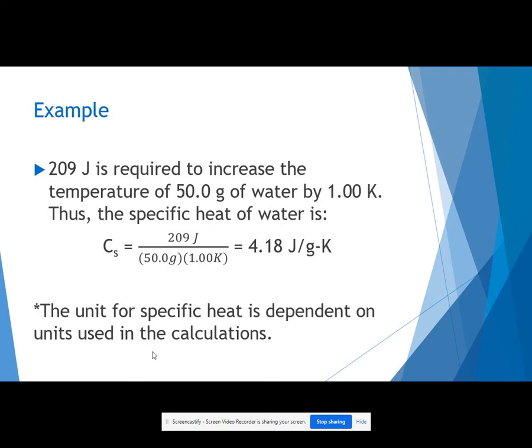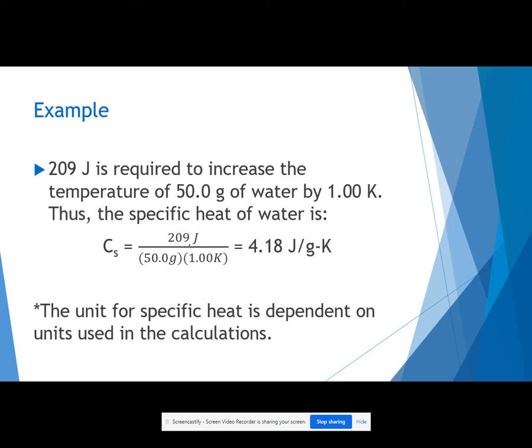So here's a good example, and this is what we're going to use. It says 209 joules is required to increase the temperature of 50 grams of water by 1 degree Kelvin. So here specific heat is C with a little s. Heat, which is Q, is denoted up here with the 209. It's in the correct units. 50, it's in correct units of grams. And then here's your Kelvin.